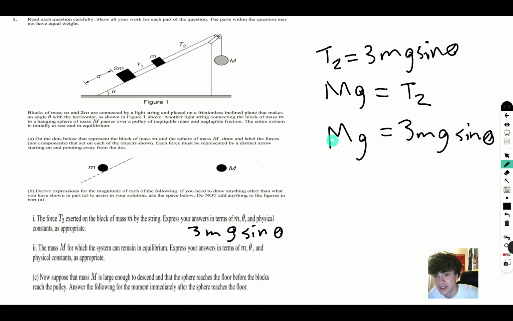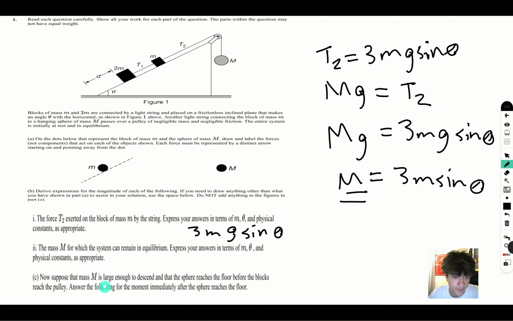Keep in mind that you need to differentiate this big M and this little m. From here, our final step is just to get rid of this g, and we'll get 3m sine theta is the mass of the big ball.